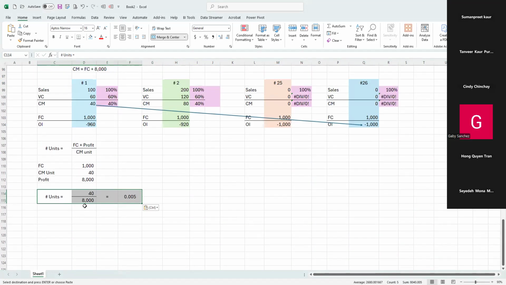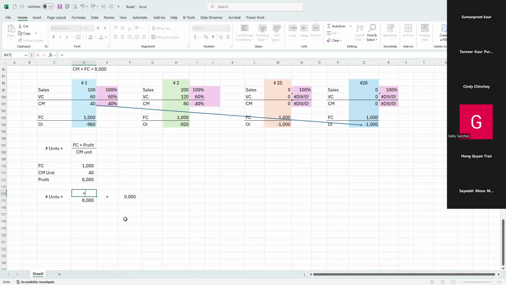How much will be the number of units now I need to produce? It has to be equal to the 1,000 plus the 8,000, divided by 40. So if I sell 225 units, I should be able to get $8,000.